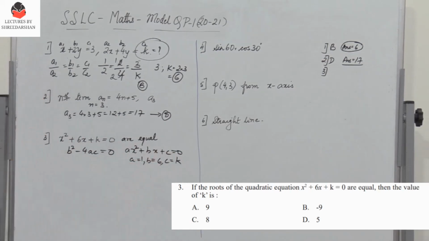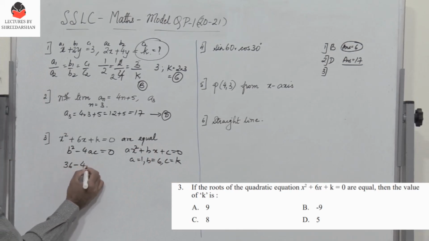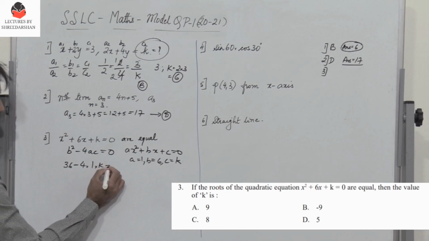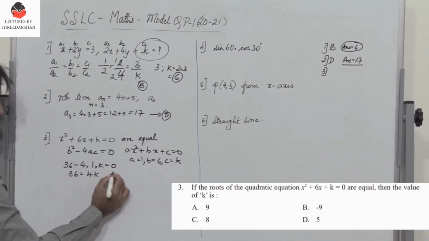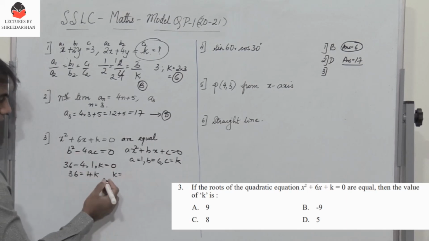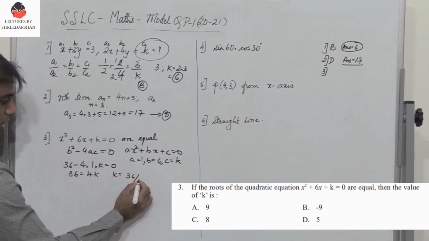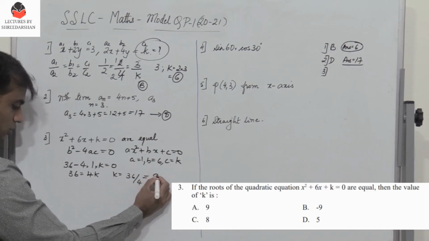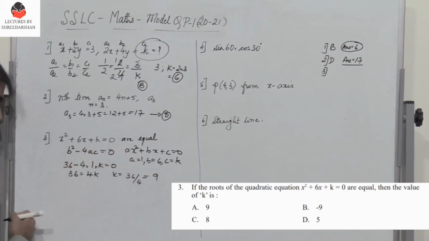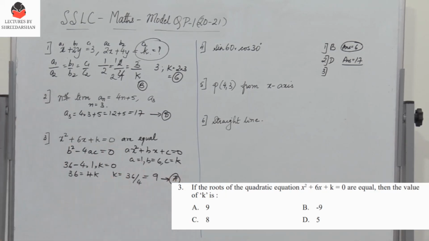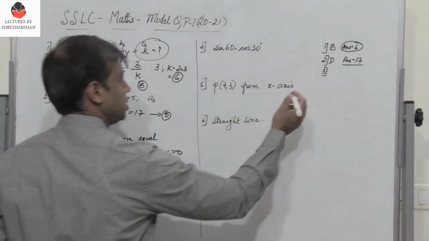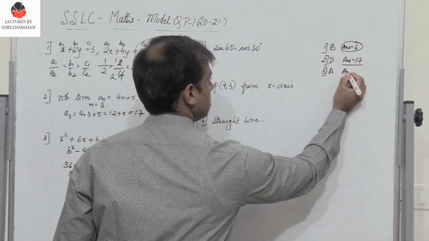So let me substitute these values. So b squared is 36 minus 4 into a is 1 into k equals 0. 36 equals 4k, or k equals 36 by 4, which is equal to 9. So this corresponds to the option A. So therefore the third option is A and the answer is 9.